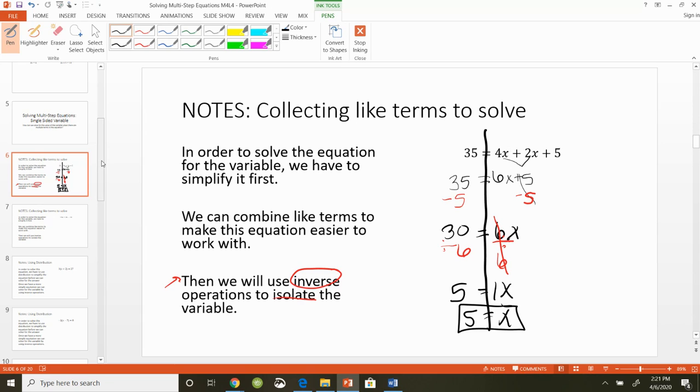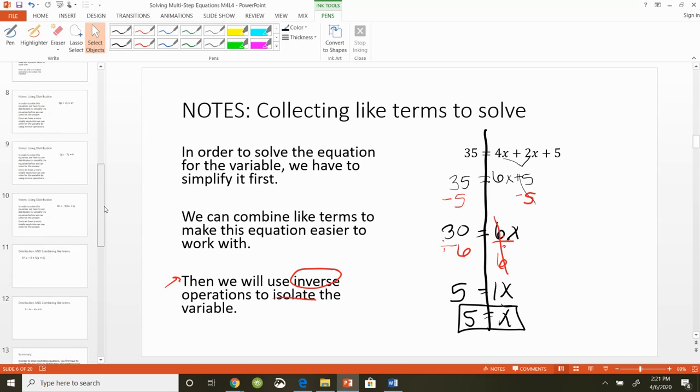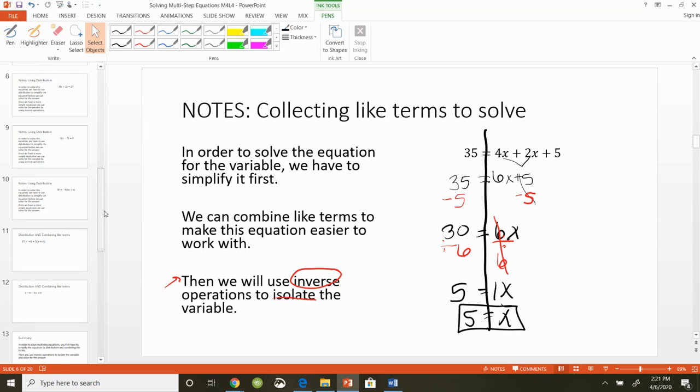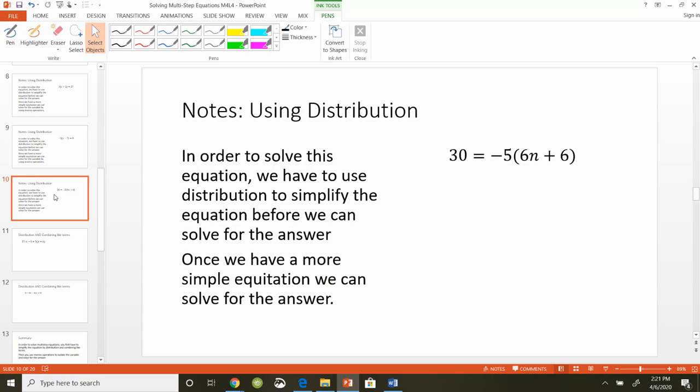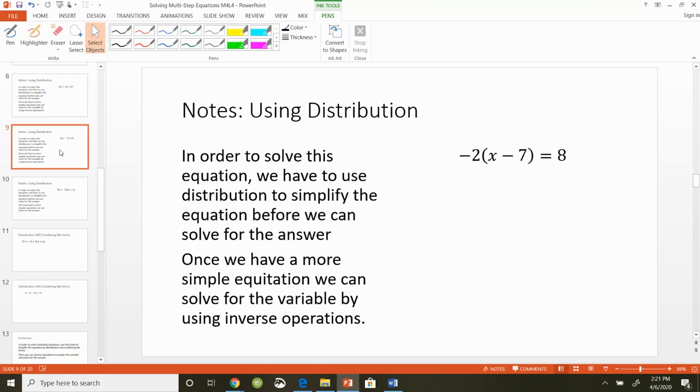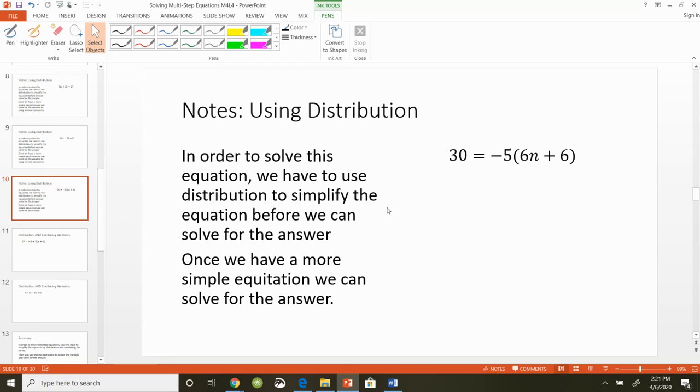I want to show you a problem that has a distribution where you have to distribute to find your answer. And I like these problems because they have negatives. And a lot of times we get confused with our negatives. So I think I'm going to pick this problem here. Remember, we're going to do the same steps. First, we want to simplify if we can. We want to make this easier by distributing or combining like terms if possible before we start solving for n.